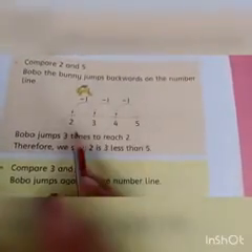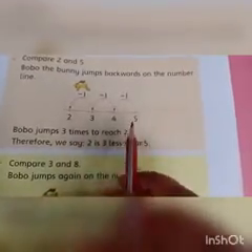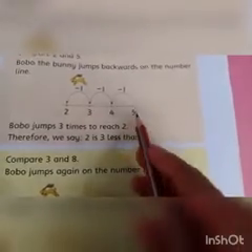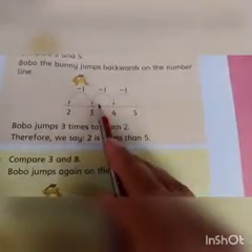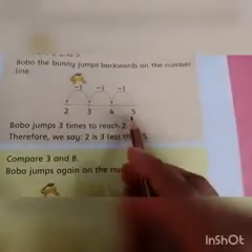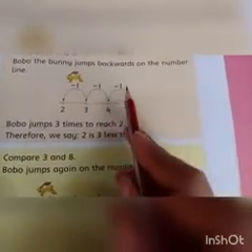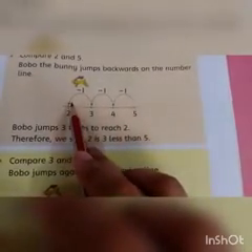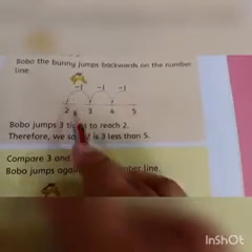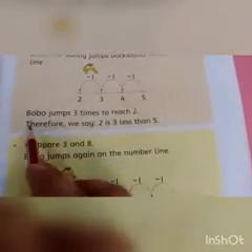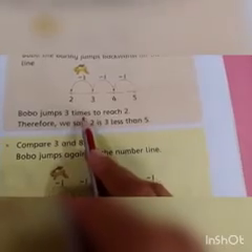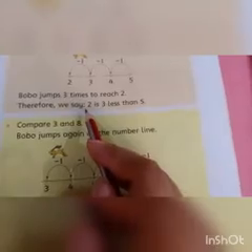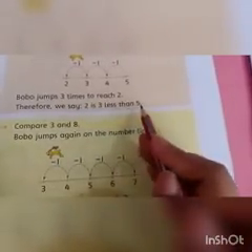Here we have a number line, number 2, 3, 4 and 5. 2 is the smaller number and 5 is the bigger number. We are going to jump over the numbers to the left and reach at the number 2. 5. Now we are going to start jumping. 1, 2, 3. Students, when we jump 3 times, we reach at the number 2. Bobo jumps 3 times to reach 2. Therefore, we say 2 is 3 less than 5.